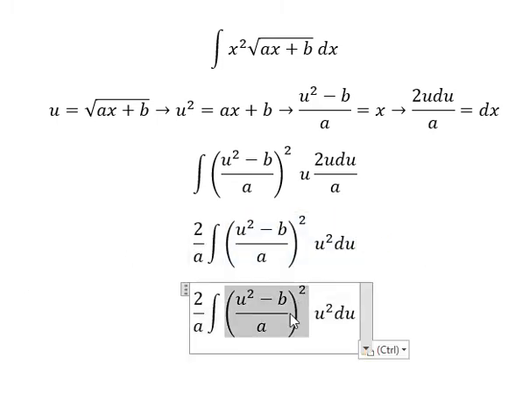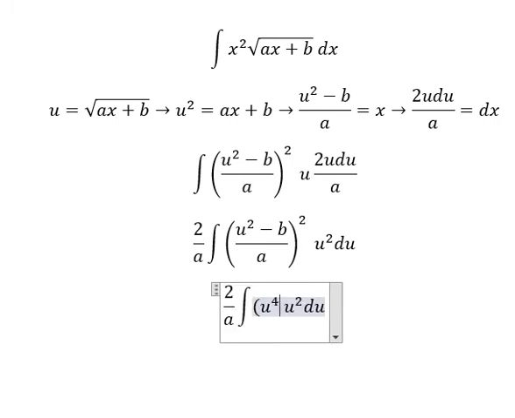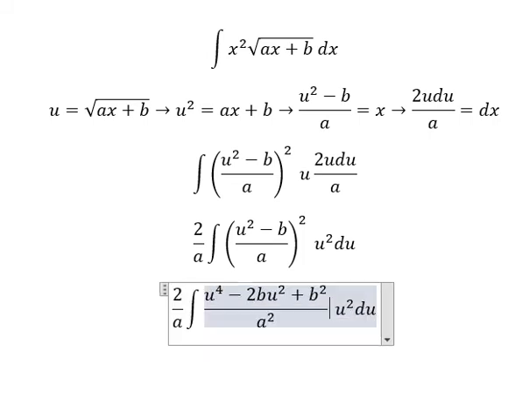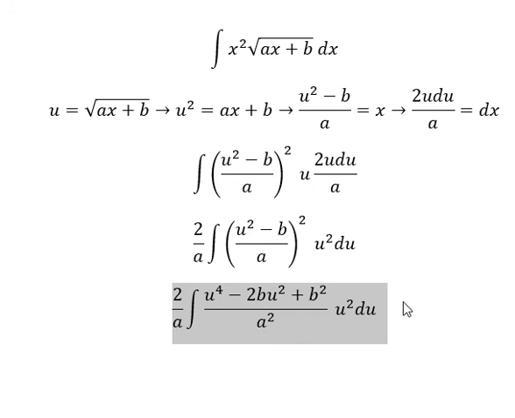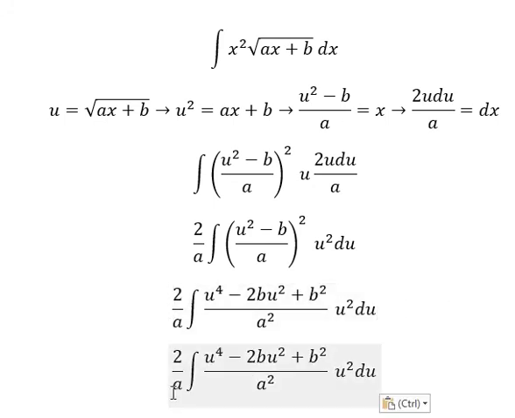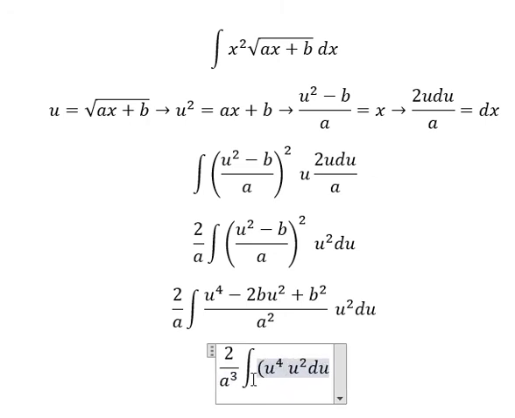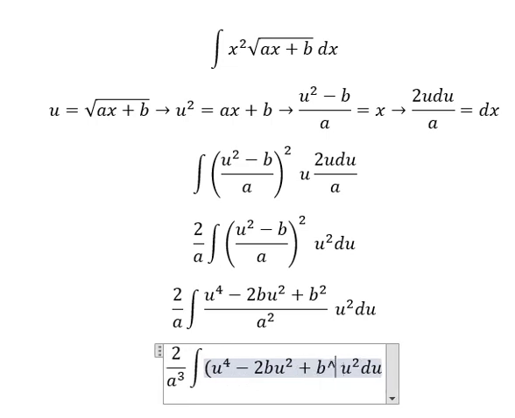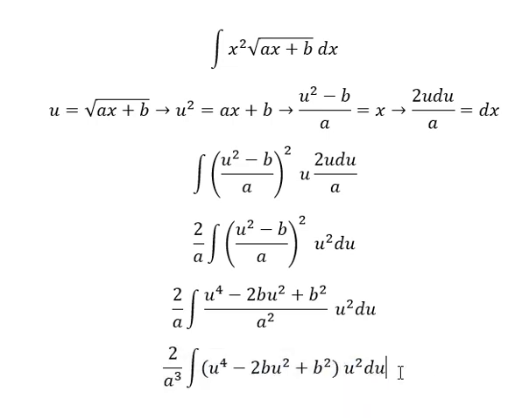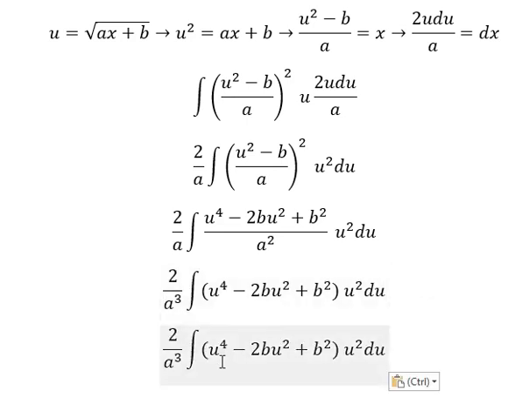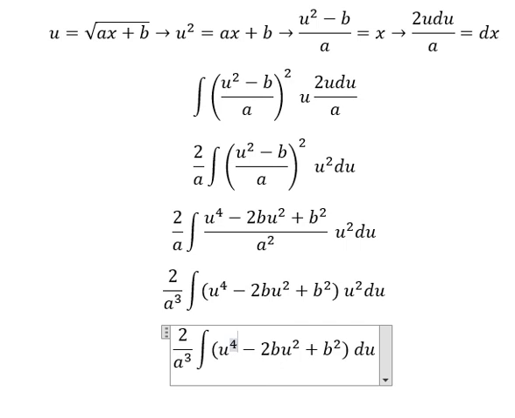And now we need to expand this one. So we put a square go outside. So we have a to the power of 3. Next, we have u square multiplied by u to the power of 4, u square and b square. And we have u to the power of 6. This is about u to the power of 4. This is about u square.